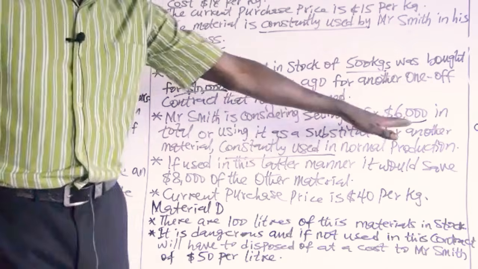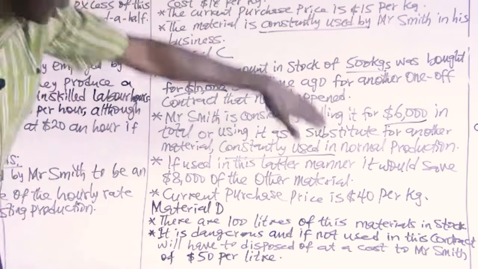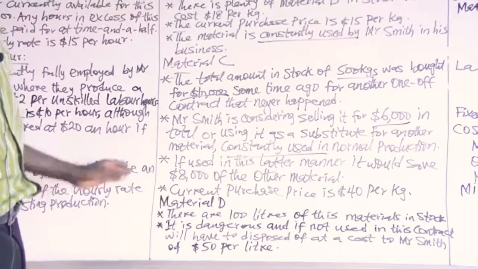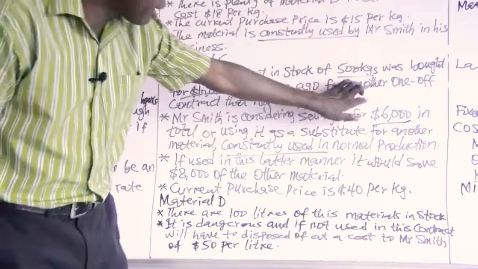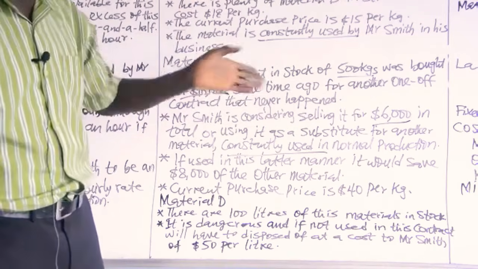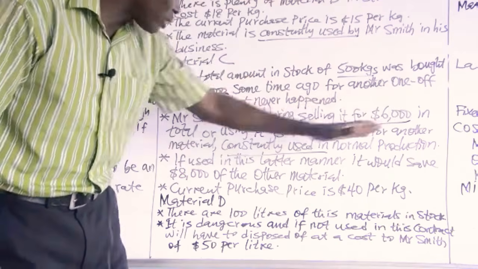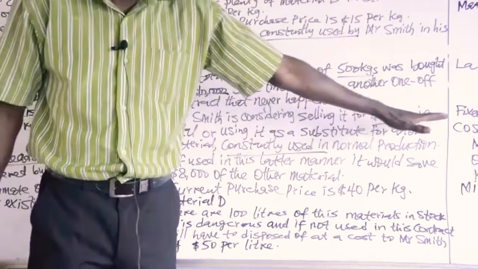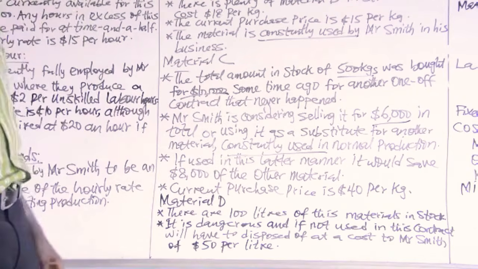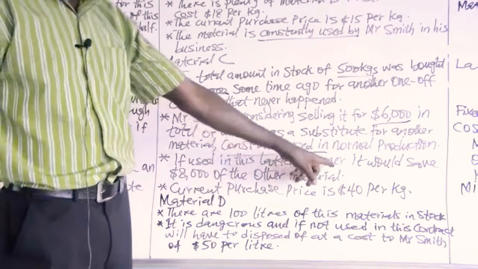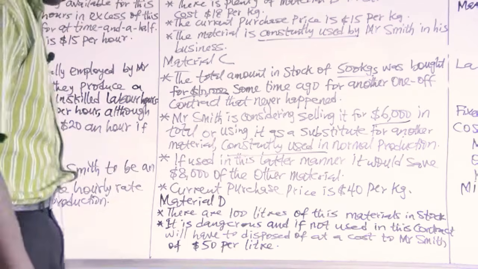You can decide to sell it for 6,000, or to use it in place of another material which you normally use regularly. Since you have more than one option, I've told you that this 10,000 is not relevant because it is a past cost. But you want to decide between selling it for 6,000 or using it as a substitute for this alternative material. If used in this latter manner, it will save 8,000 of the other materials.